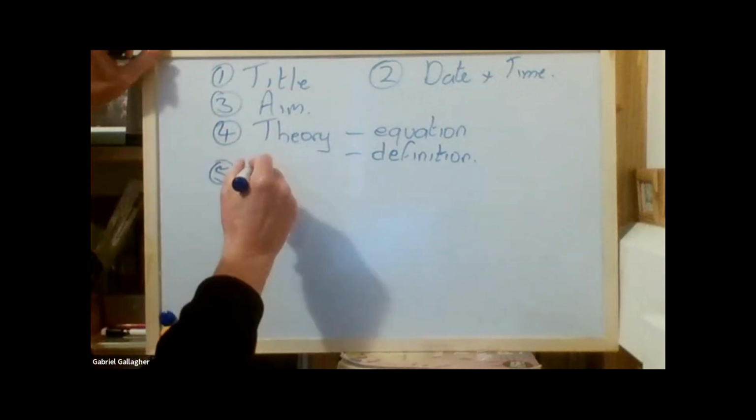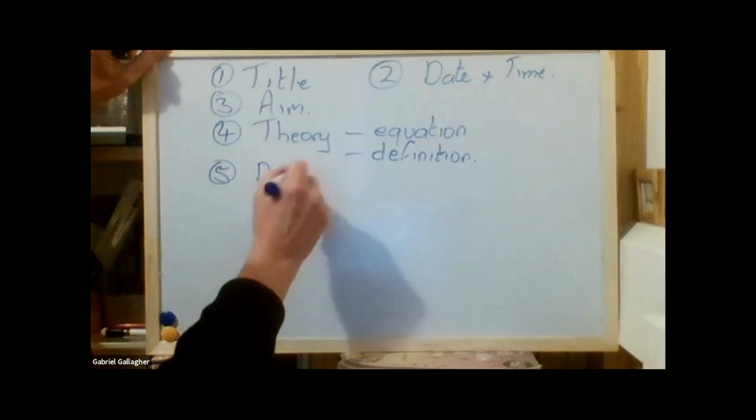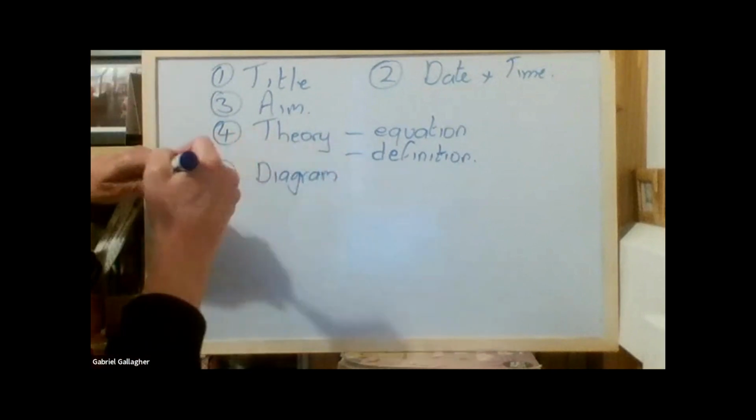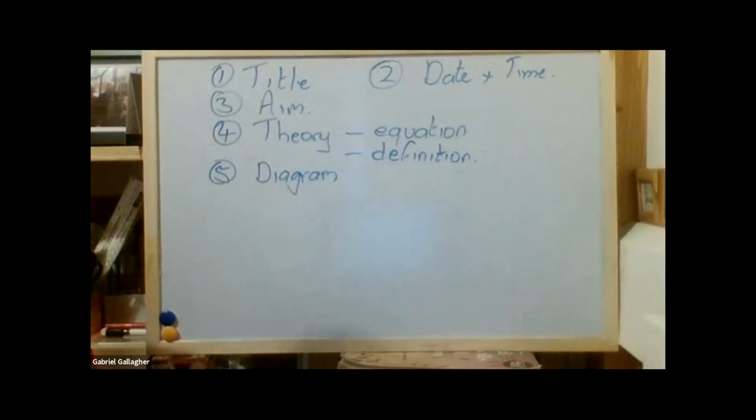Five, a diagram. Most things here are easier when you type them. The diagram is a bit of an issue. One thing you can do is take a photograph, use your smartphone, take a photograph of the equipment, and then import that into Word and have arrows coming in, labeling the elements of the experiment, the important elements. Okay.